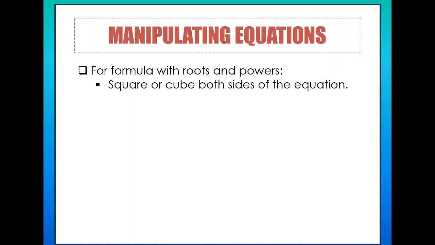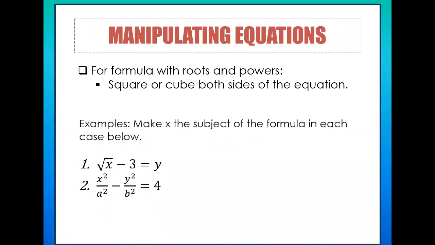So to further understand this rule, let's have examples. Same procedure, we have to make x the subject of the formula. For number 1, we have square root of x minus 3 is equal to y. For number 2, we have x squared over a squared minus y squared over b squared is equal to 4. So we have to again apply the rule, and let's see how we make x the subject of the formula with these examples.